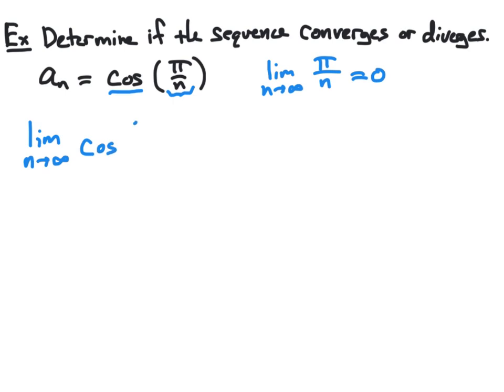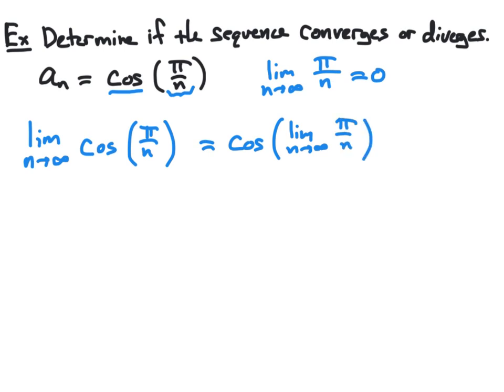So we really want to compute the limit as n goes to infinity of cosine of pi over n. And the continuous function theorem tells us that we can pull that limit inside of the cosine function. And so here we're going to have this equal to the cosine of the limit as n goes to infinity of pi over n. And so this here is our continuous function theorem. This is where we're using that in this example. We're pulling that limit inside the cosine function.